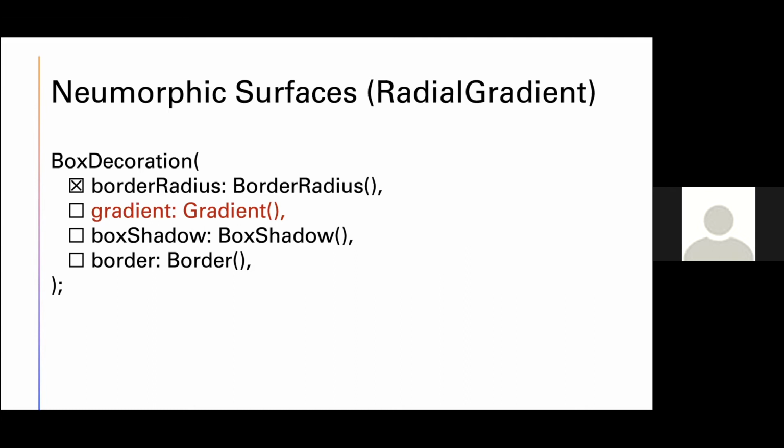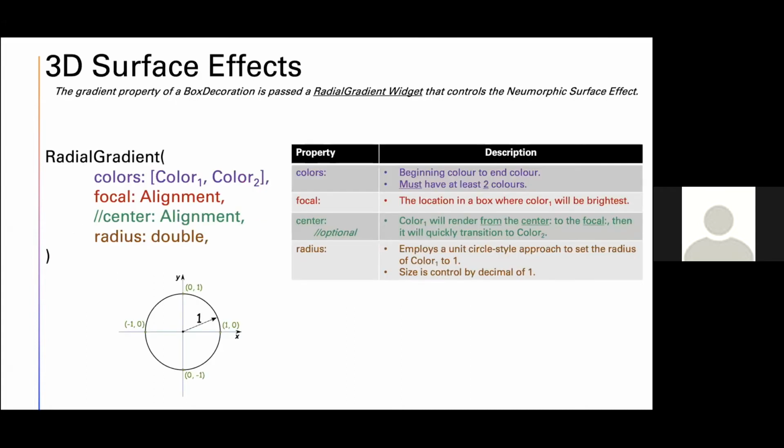All right, so now we're moving on to gradients. This is going to take 2 types of gradient widgets: a radial gradient widget and a linear gradient widget. For 3D surface effects, the gradient property of a box decoration is passed a radial gradient widget, which controls the Neomorphic effects.